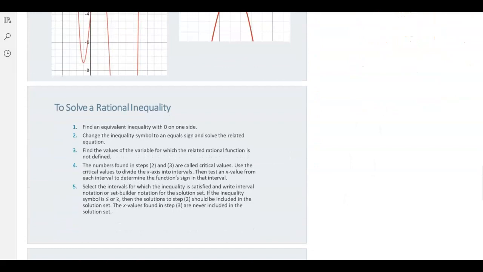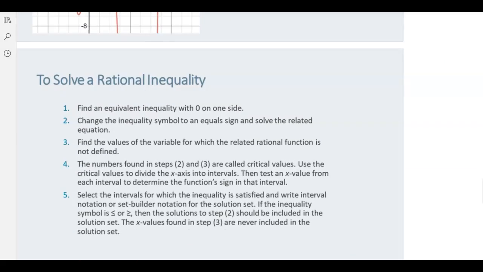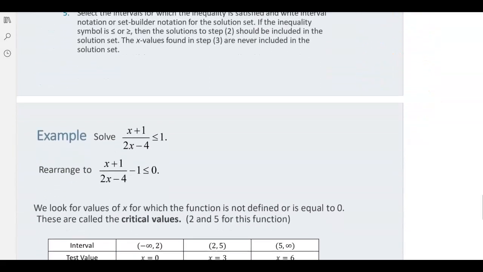All right, here are the steps to solving a rational inequality. It's really following the same exact idea where we're going to try to find where there are breaks in the graph. The only difference in this case is we have this idea of what we call critical values, and what they are related to is either the zeros, meaning x-intercepts, or any asymptotes. And that's where we have the graph possibly changing whether it's above or below the x-axis.